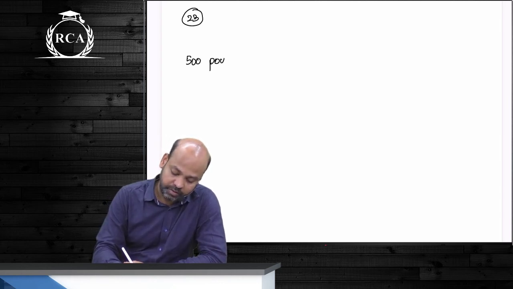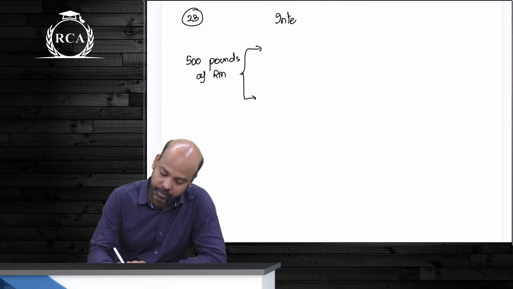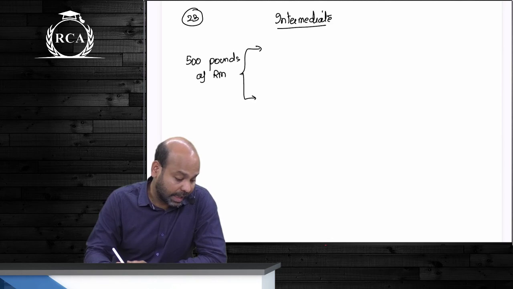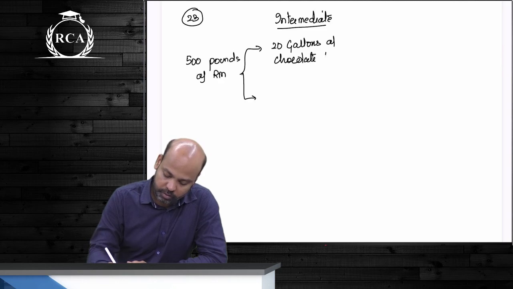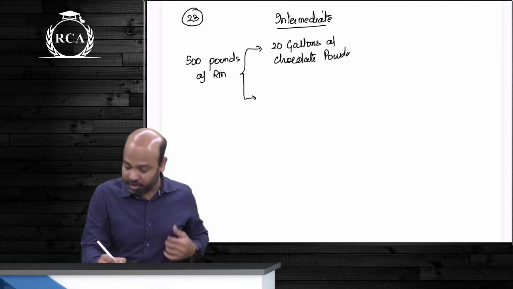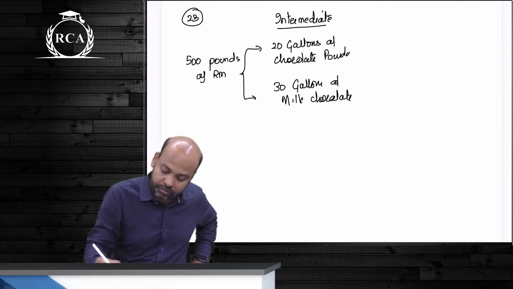So if you start with 500 pounds of raw material, cocoa beans, intermediate products, meaning at the point of split off, how many gallons will I get of chocolate powder liquor base? 20 gallons of chocolate powder liquor base. I'm writing chocolate powder, understand, that's the intermediate product. And how many gallons of this? 30 gallons of milk chocolate. This is further processed into final product.